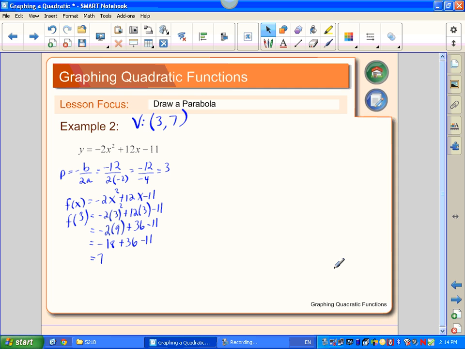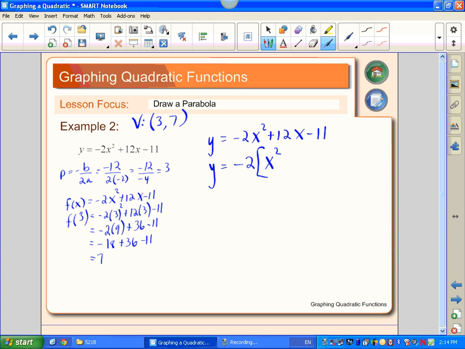The next thing I'm going to do is use completing the square so you can see that process. y is equal to negative 2x squared plus 12x minus 11. So I'm grouping where the x terms are, the x squared and the x term. Because I have a leading coefficient that is not 1, I'm going to factor out the negative 2. So this is 12 divided by negative 2, which is negative 6.